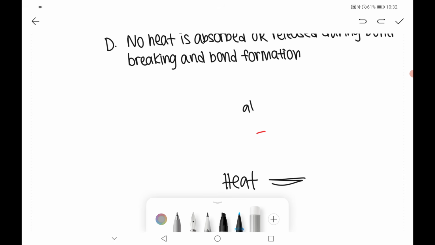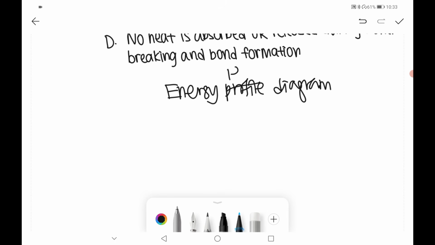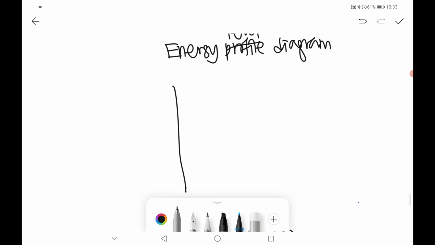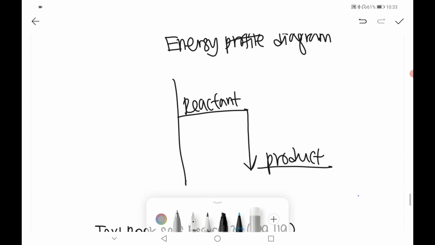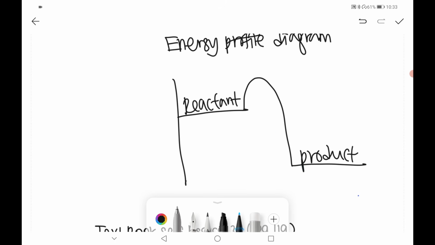So if you don't want to use the mathematic method, then you can draw the energy profile diagram. So how to draw the energy profile diagram? Okay, so you can start from the energy level diagram first. So for exothermic, this is your reactant. Exothermic will release energy. After releasing energy, energy becomes lesser, go down. So this is your product. So this is your energy level diagram. You can modify the whole thing to become the energy profile diagram.